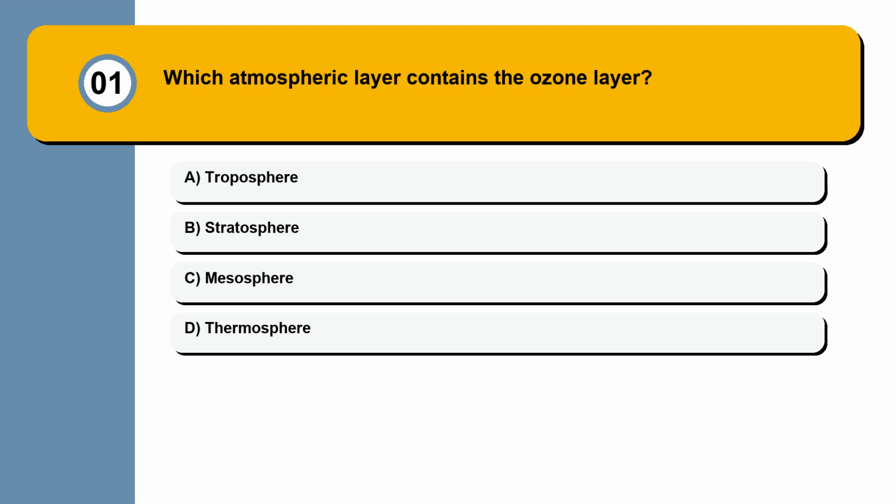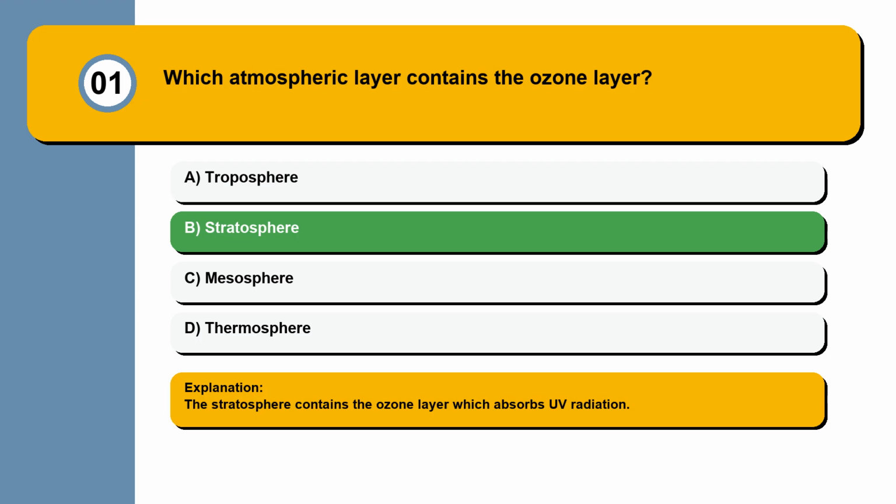Question 1. Which atmospheric layer contains the ozone layer? Troposphere, stratosphere, mesosphere, thermosphere. The stratosphere contains the ozone layer, which absorbs UV radiation.